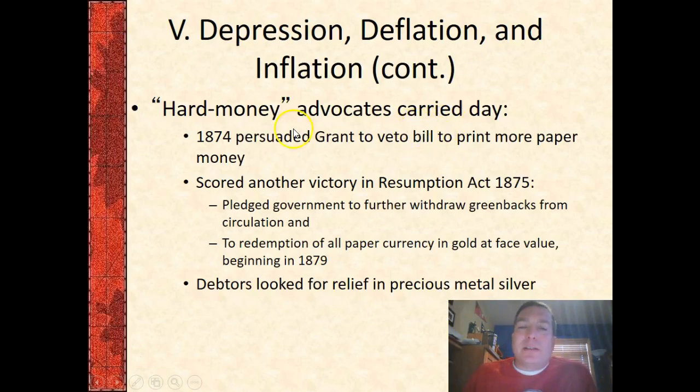So we're going to see in 1874 that we're going to have a battle taking place. In 1874, Grant is going to get rid of many of these greenbacks. He is going to get rid of the idea of printing up more, and he's going to create the Resumption Act of 1875, where the government is going to start pulling paper money out of the system, and he's going to start replacing it with strictly gold cash.